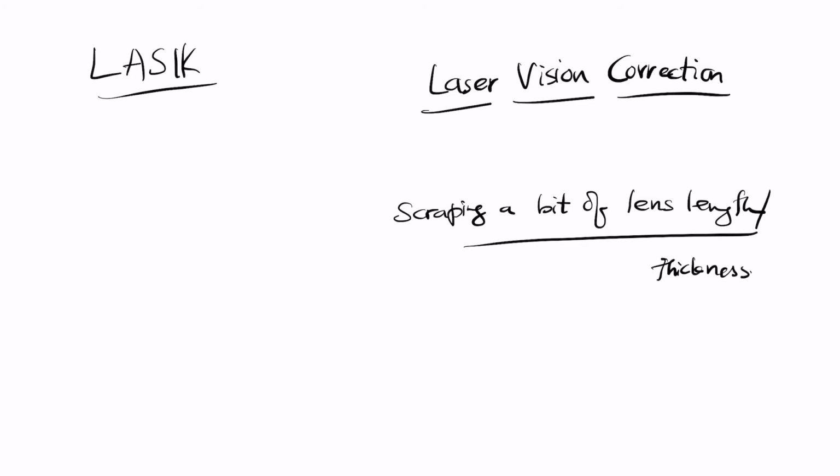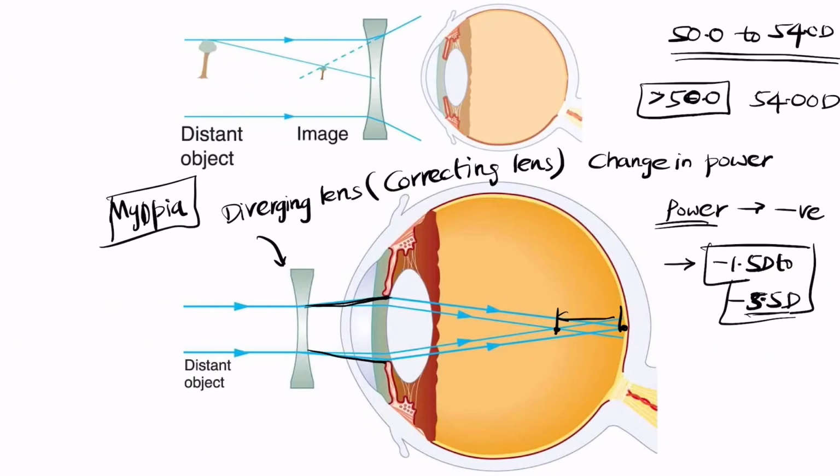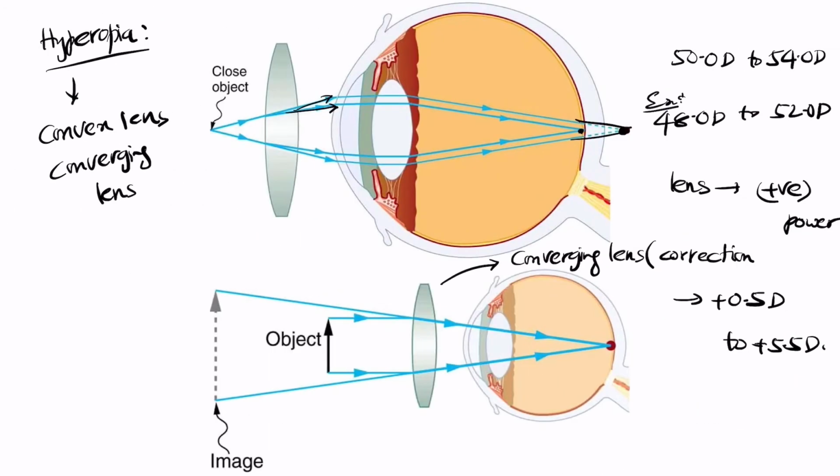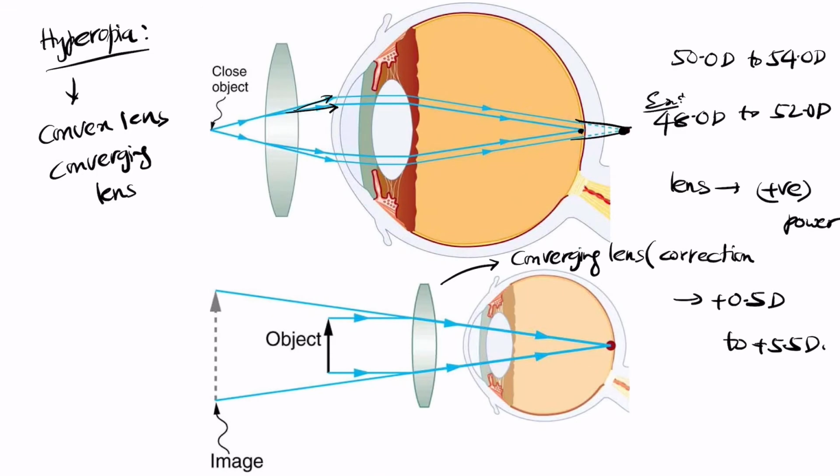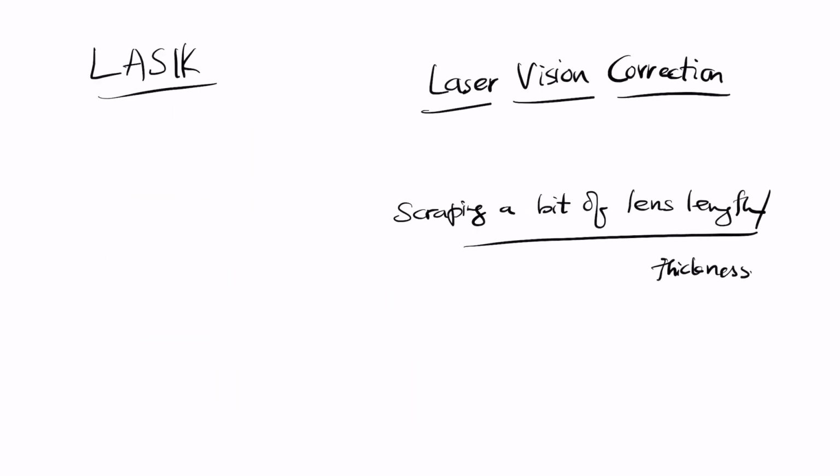So this is the idea behind how your eye works and what the common conditions you see are. Remember the two conditions: one is myopia, the other is hyperopia. Myopia is nearsightedness, where you can see objects that are near to you but you cannot see objects that are far away from you. Hyperopia is where you can see objects that are far away, but when they are closer to you, you cannot see them clearly. So this is the idea behind this.